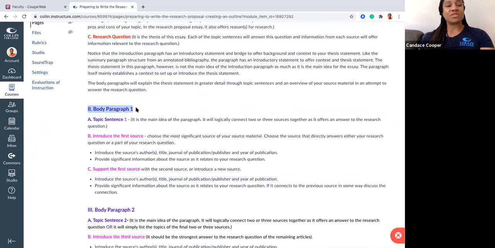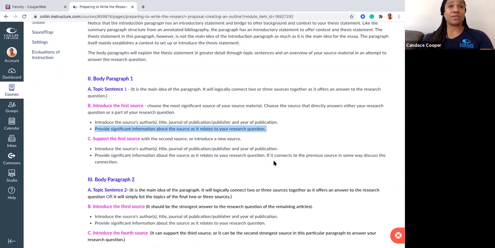The body of the essay is essentially three major parts. It includes a topic sentence, and that topic sentence should logically connect 2 to 3 sources together. And you're going to introduce a source, and then you're going to provide significant information about that source as it relates to your research question. You'll use the same format as you did for the annotated bibliography to introduce your source. So you'll use the author's name, the title, journal, publication date, right? So you'll keep this same skill from the annotated bibliography, and you will then add in the significant information as it relates to the research question part. So it'll be a little bit more precise than what you did in the annotated bibliography. Therefore, you won't use as many details. You won't offer everything that's in the source, only the part that relates to the research question.